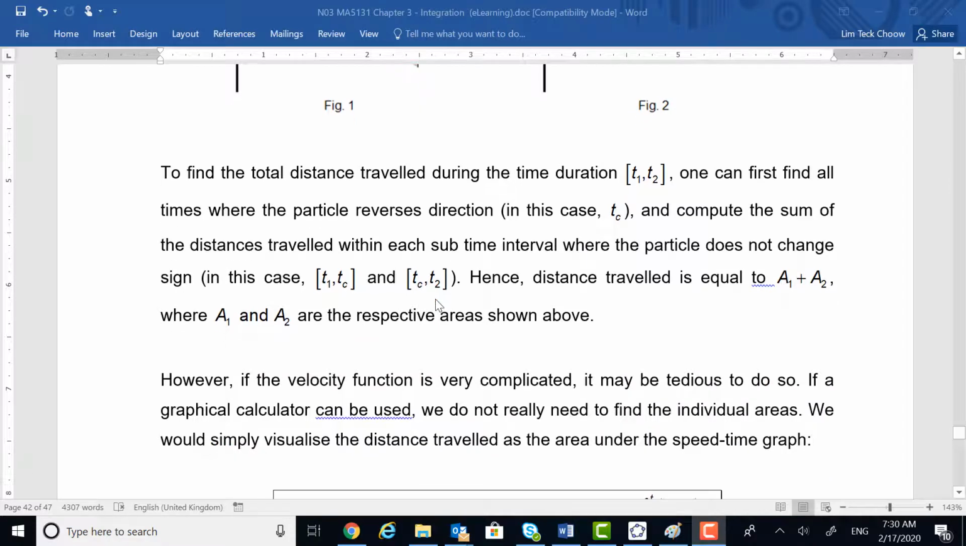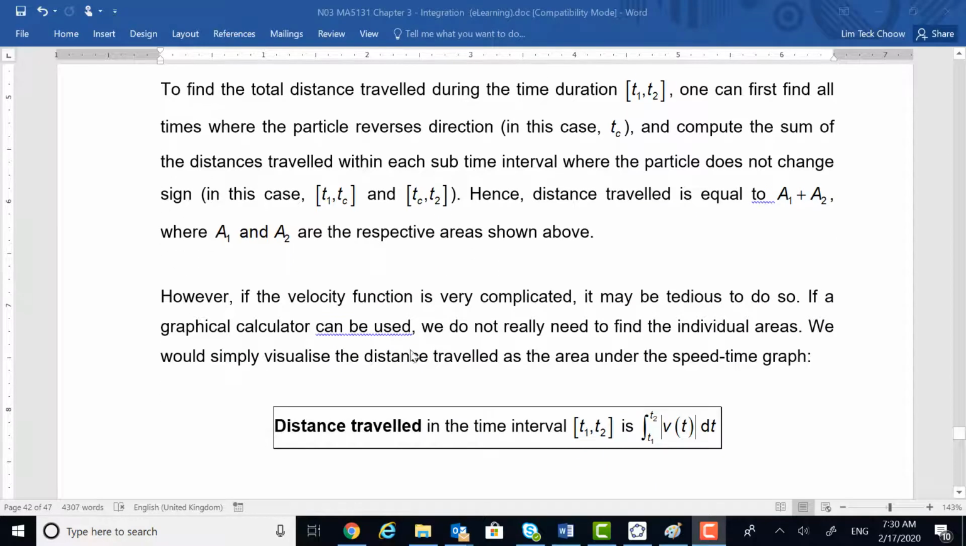When that happens, and if you are allowed to use the GC, we can immediately find the distance traveled by just integrating the absolute value of the velocity. This will make the calculation much faster. You don't have to find those points where the velocity changes sign.